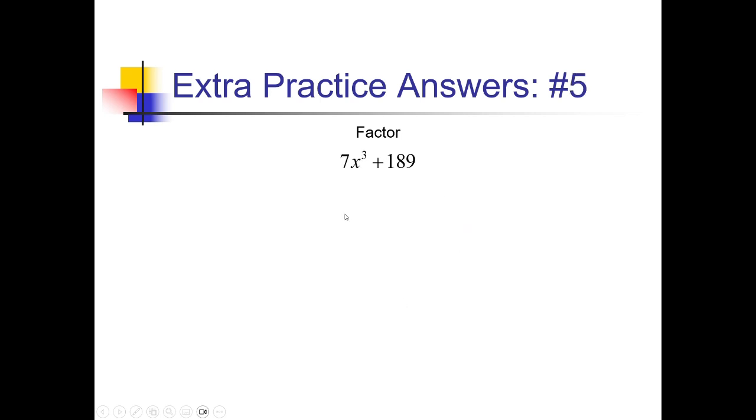For this one, I'm going to try to take out a common factor. Really, the best I'd be able to do here is 7. If I take a 7 out of these, that gives me just an x cubed. And 189 is divisible by 7. You could think of this as being like 140 plus 49, and if you divided those by 7, you'd have like 20 plus 7, so 27. Or you could use a calculator, either way.